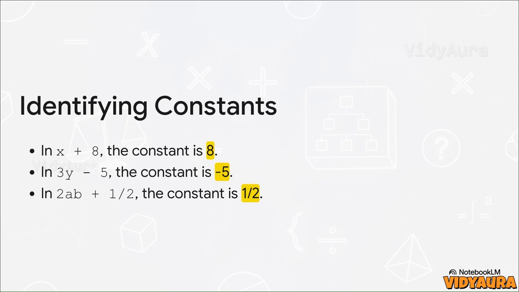Now, here's something really important to remember. The sign always stays with the number. So in 3y minus 5, the constant is actually negative 5. And yeah, constants can be fractions too, like the 1/2 you see here.